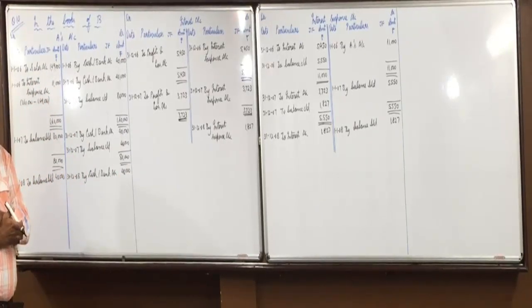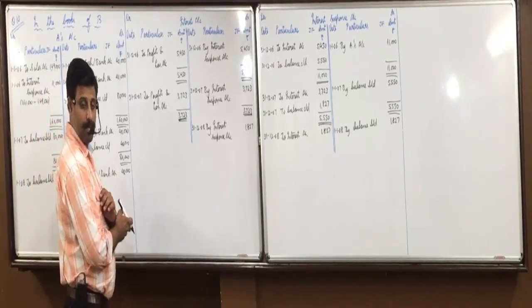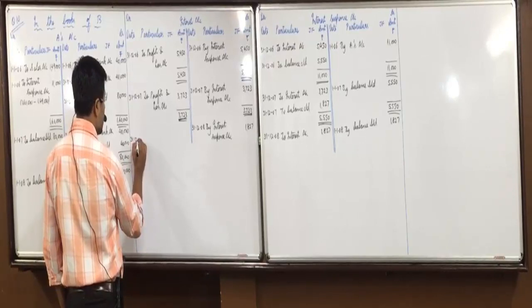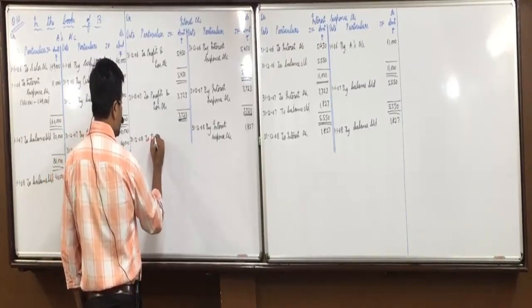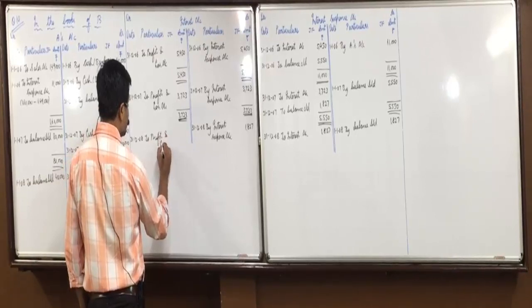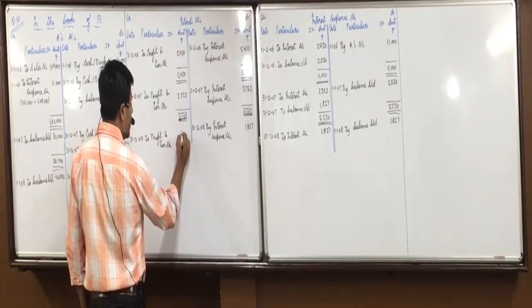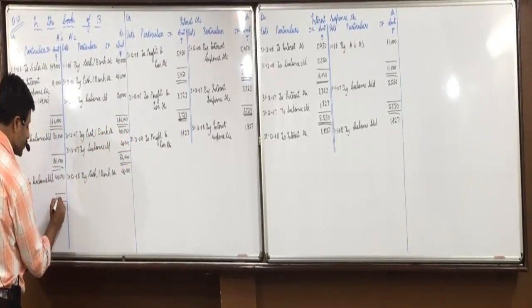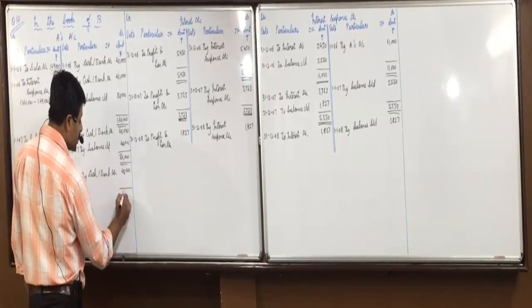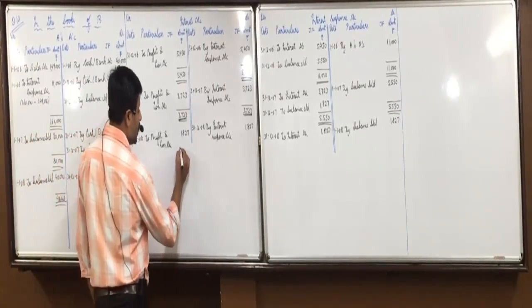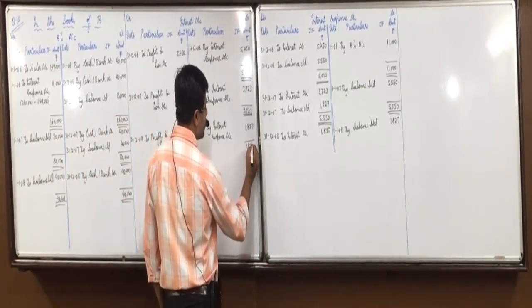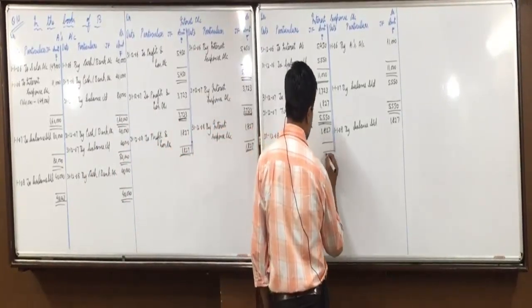Then the closing balance of interest on debit side, 31/12/08 to profit and loss account. Closing entry: interest account debit side 31/12/08 to profit and loss account 1827. Now all accounts should get closed. So 40,000 both the sides, 1827 both the sides, and here also 1827 both the sides.